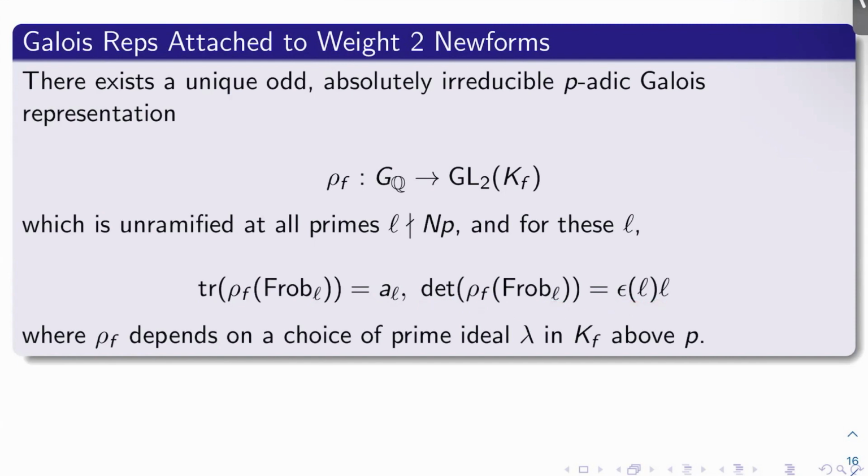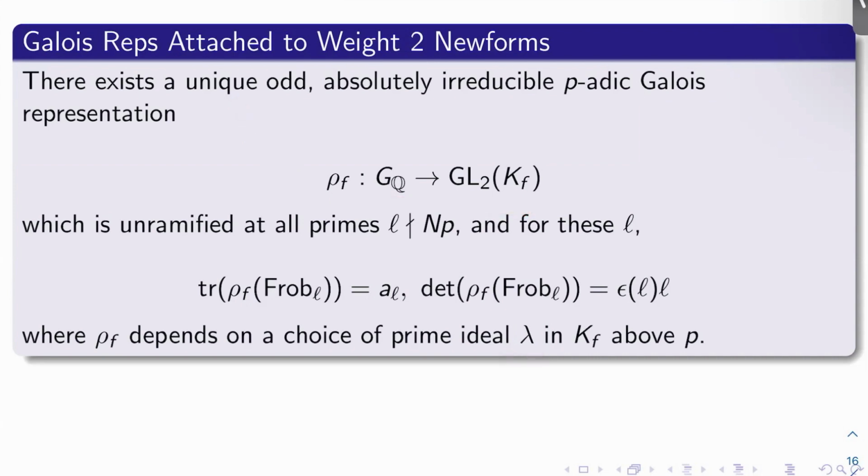Now, I will say there's not really just one of these. You actually can construct one of these per prime ideal lambda in K_f lying above p. But once you've chosen such a prime ideal, there's a unique one. What I mean is unique up to choice of prime ideal lambda.